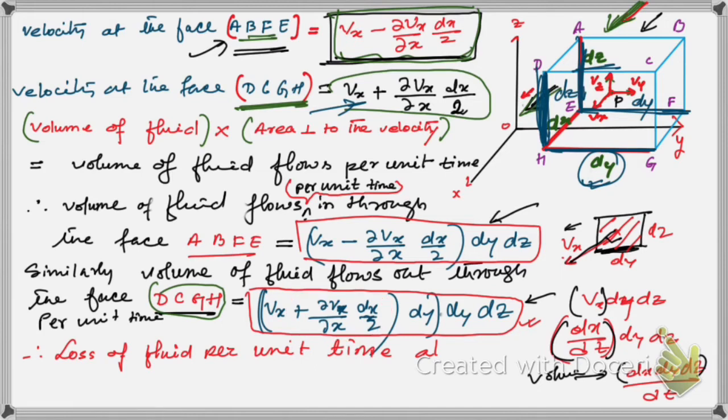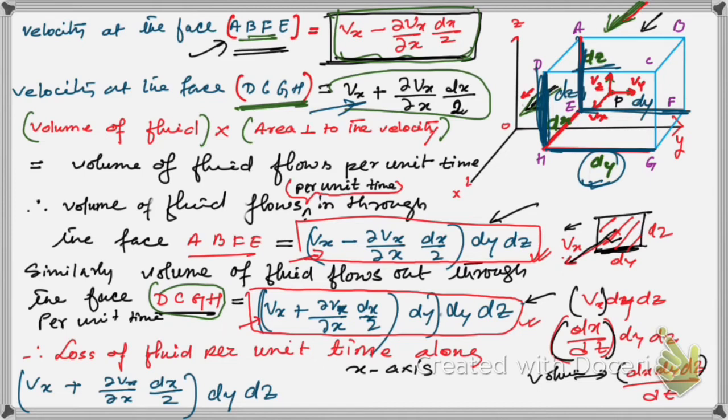That means loss of fluid is larger in amount than the liquid coming in into the parallelepiped, right? So that will be given by volume of fluid per unit time goes out minus volume of fluid per unit time comes in, right? That's going to be along x-axis. So here you see we are taking the velocities along x-axis, right? So loss of fluid per unit time along x-axis is given by, so this is the volume of fluid that flows out, or you can say loss of fluid per unit time, minus fluid coming into the parallelepiped per unit time.